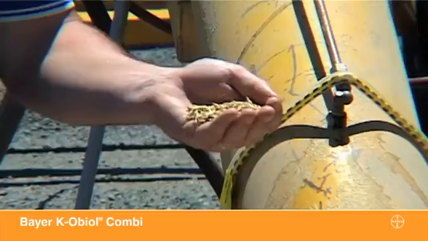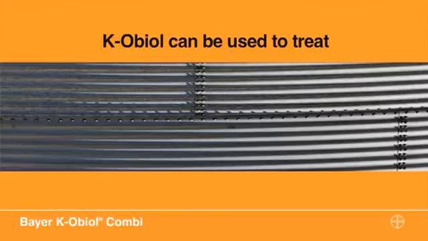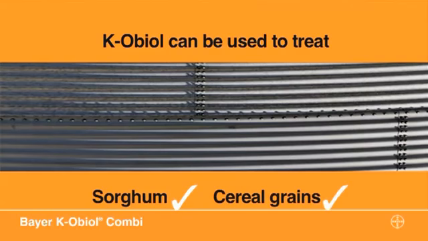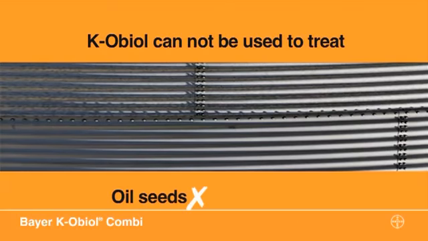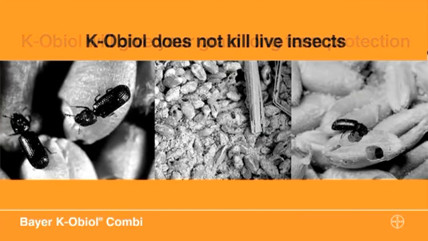But before we get going, we need to be clear on what types of grain we can treat and what we can protect against. Firstly, K-obiol can be used to treat wheat, malting barley, oats, sorghum and most other cereal grains, but cannot be used on oilseeds and pulses. Secondly, while K-obiol will give your grain long-term protection from all insect infestations, it does not kill live insects, so it's important that your grain is not infested before treatment.